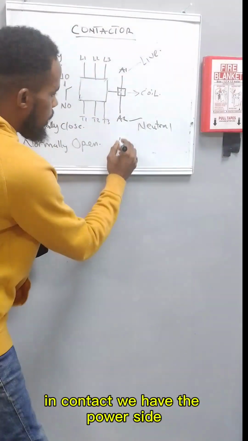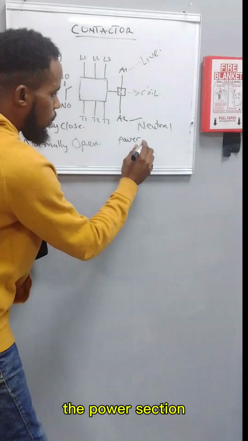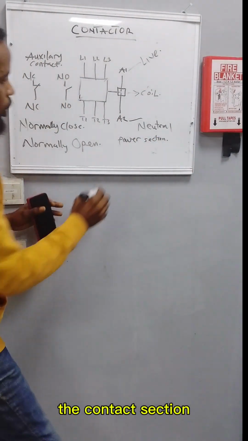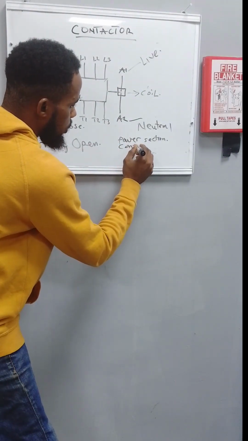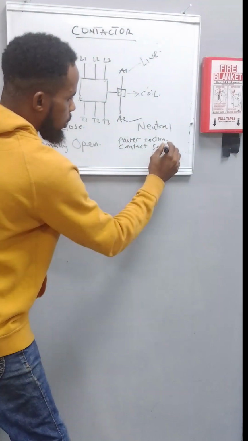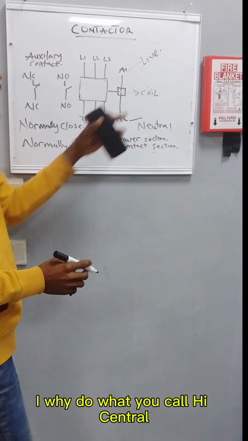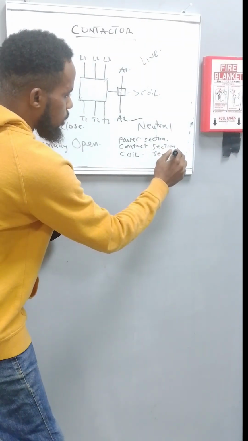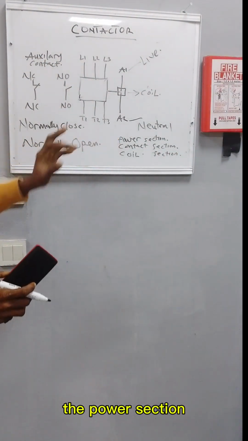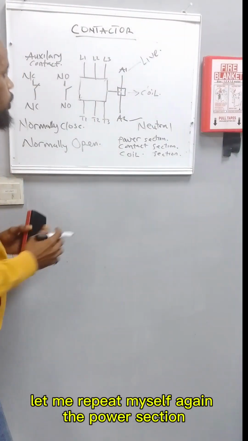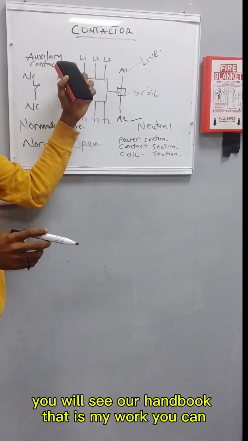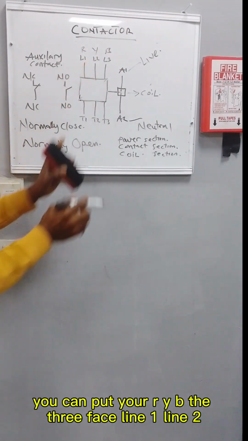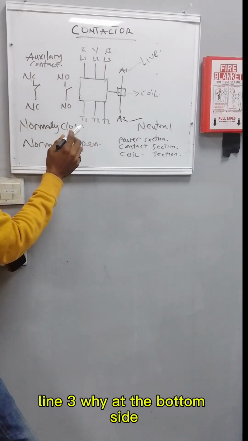The contactor has the power section, the contact section, and the coil section. Let me repeat myself again. In the power section, you will see our L1, that means line 1. You can put your R, Y, B, the three phase: line 1, line 2, line 3.